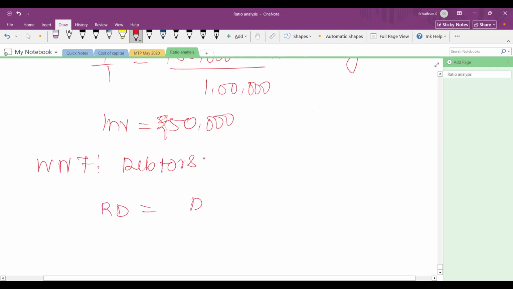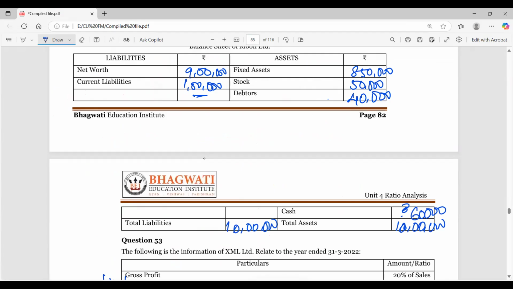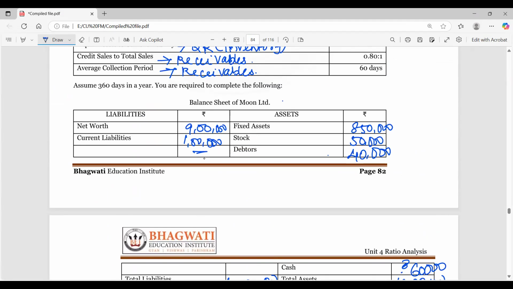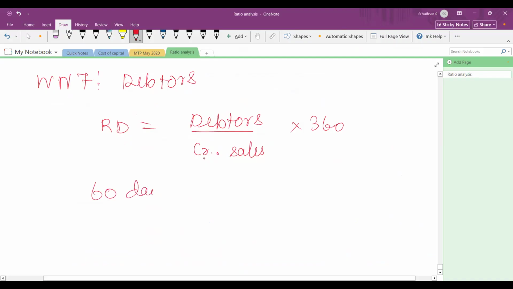Receivable days is equal to debtors by credit sales into 360. So what are the receivable days given in the question? Receivable days, how much? 60 days is equal to debtors value, we don't know, we have to calculate, divided by the total sales. How much? We calculated, no?